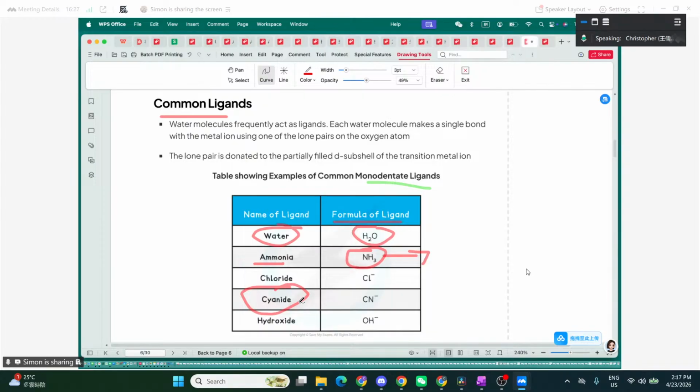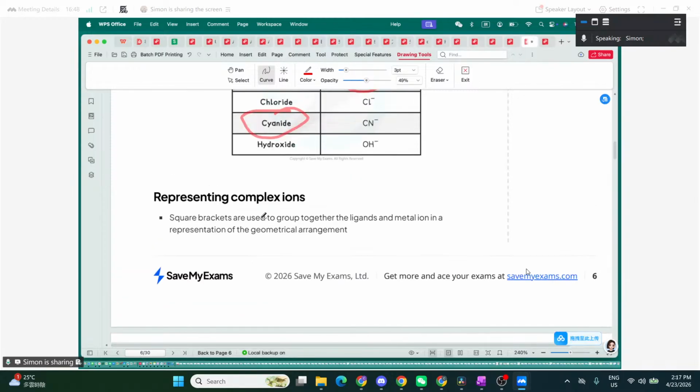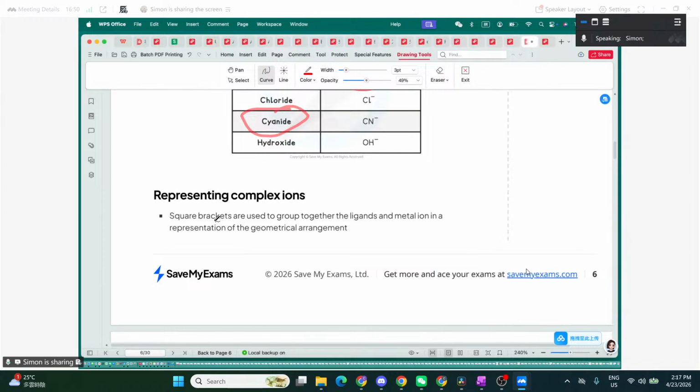Cyanide. How's the cyanide? The carbon donates. Okay, understand now. If we want to present the complex ions, the formula must include the square brackets. The square brackets are used to help us group together the ligands and metal ions.